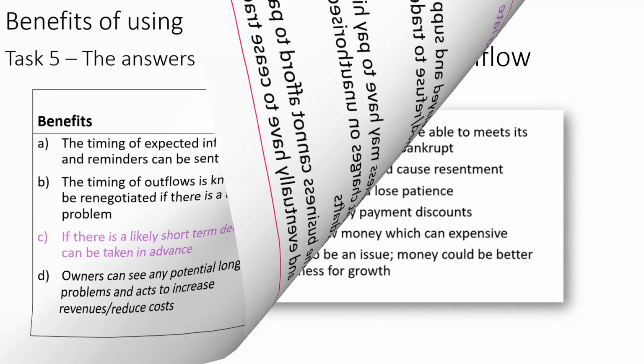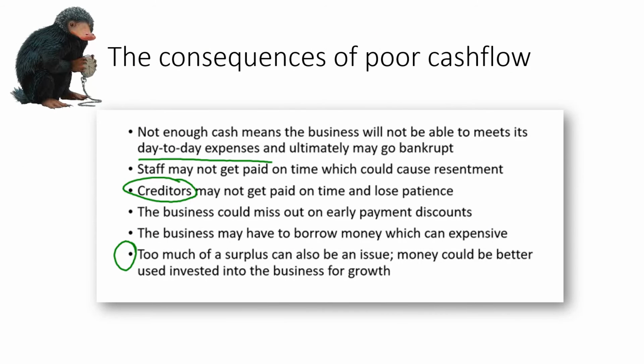The consequences of poor cash flow. Not enough cash means the business will not be able to meet its day-to-day expenses and ultimately may go bankrupt. Staff may not get paid on time, which could cause resentment. Creditors may not get paid on time and lose patience. They're the ones that give the business the loan. So they are a liability, they are not an asset.